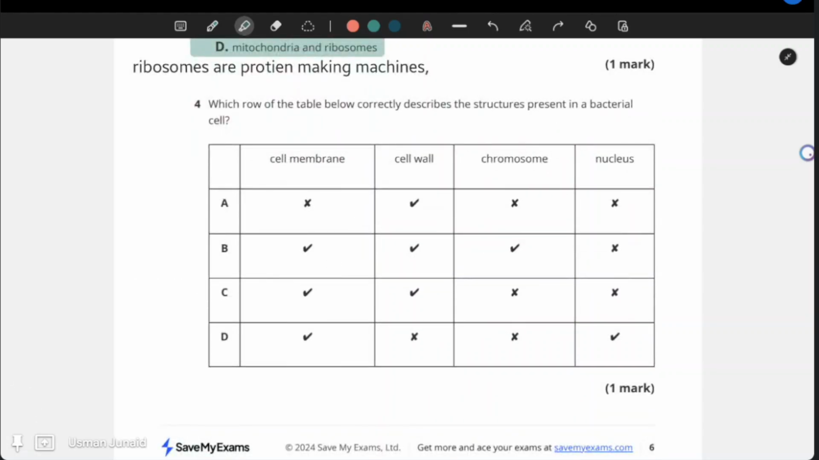Which row of the following correctly describes the structures present in a bacterial cell? Cell membrane, does it have one? One second. Look at the question and tell me. No.